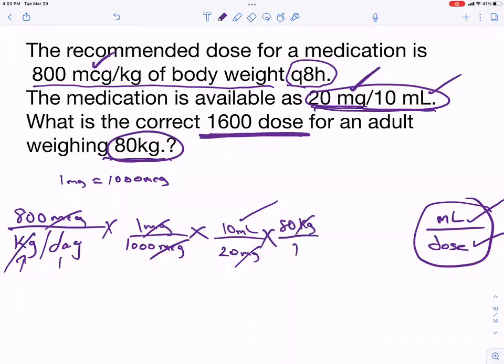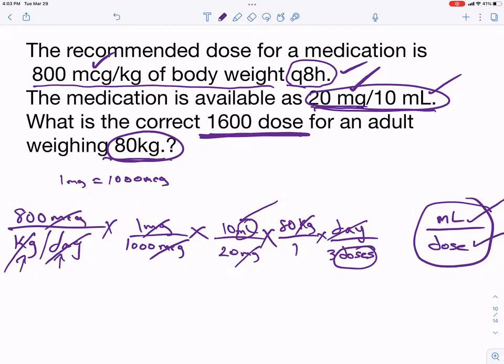Now I got to get rid of day. So every day, how many doses is this patient getting? What is every 8 hours? Well, every 8 hours is the same as getting 3 doses in a day, because 8 times 3 is 24. So there are 3 doses in a day. And that gets rid of day. So now I have milliliter and I have the word dose.